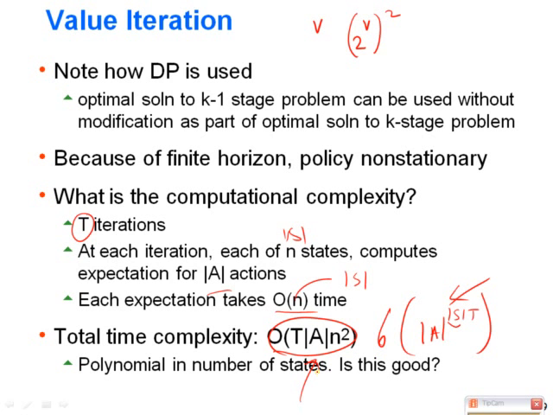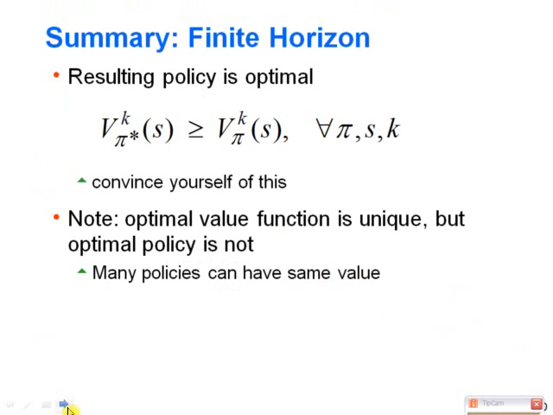Yes. Why is that a square? Because you have n states and each state's expectation takes n. For each state, you are considering all the actions and those actions are going into all possible states. That's basically the value iteration for finite horizon MDPs. And if you compute this MDP by this backward dynamic programming, then you will get the optimal policy.